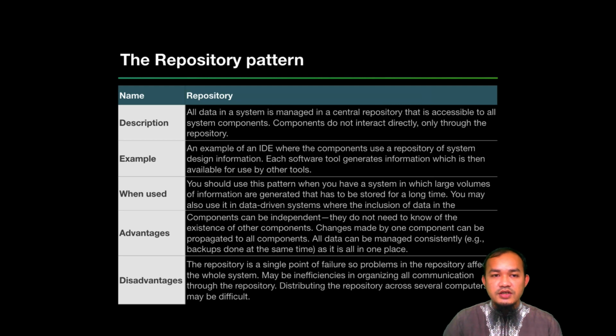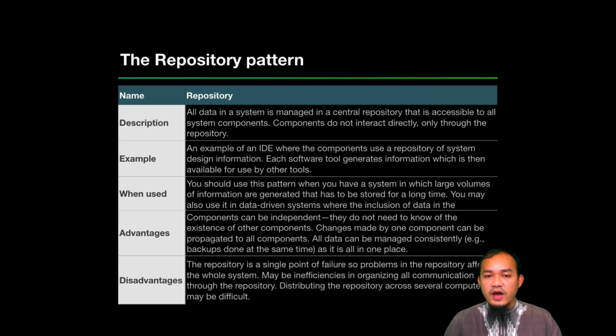As described here, the name is repository pattern, the repository architecture pattern. All data in the system is managed in a central repository or database that is accessible to all system components. Components do not interact directly, only through the repository. This is the description of that pattern. If you see that they are all sharing the same data, and the data is the center, and all components use it, we call that the repository pattern.